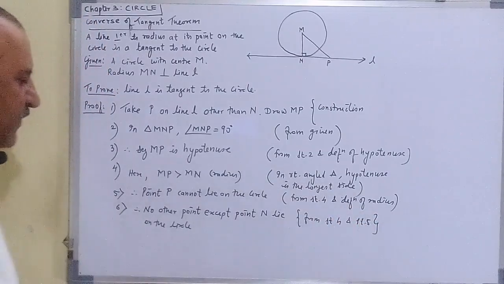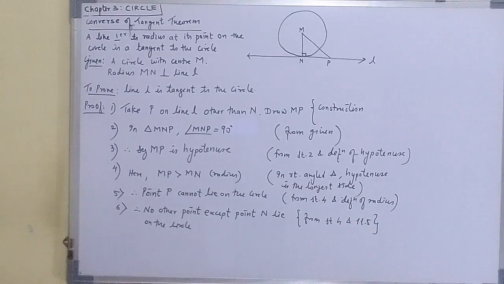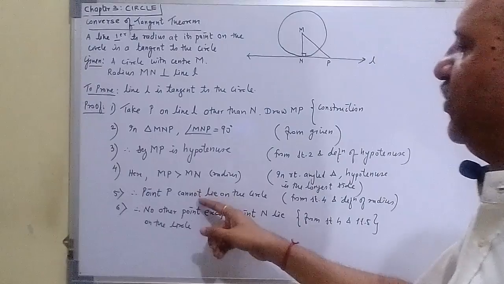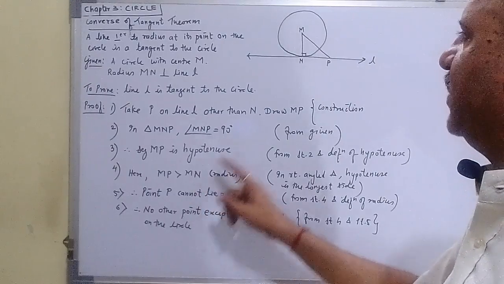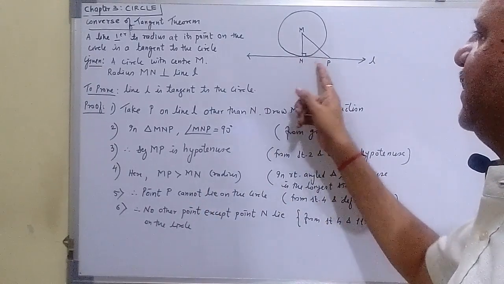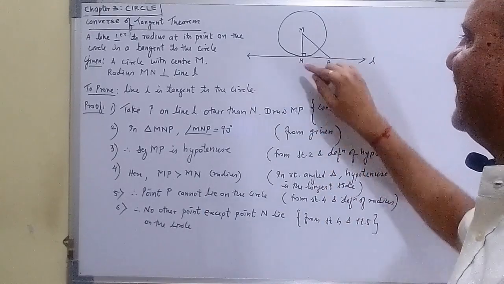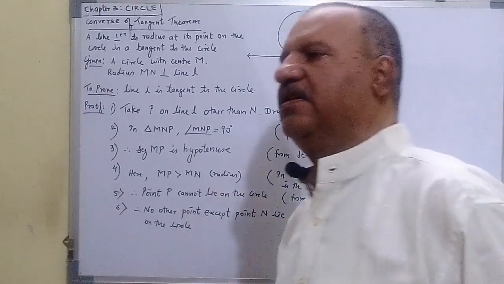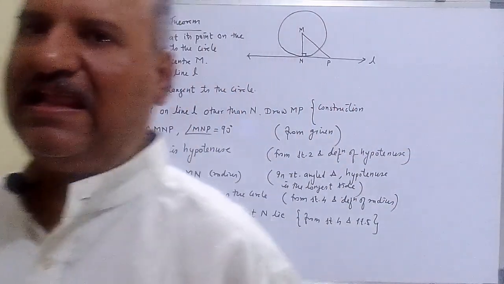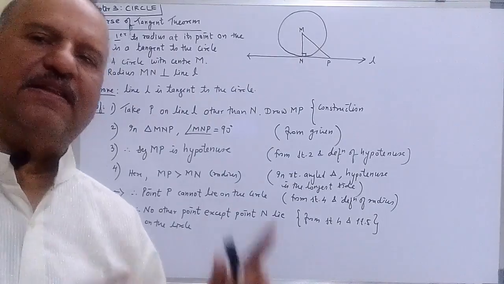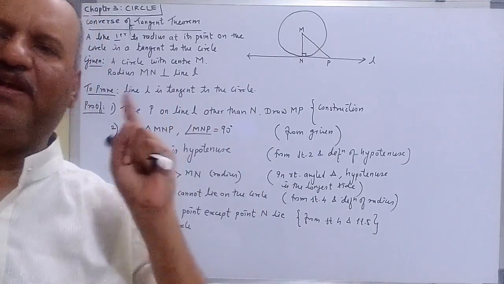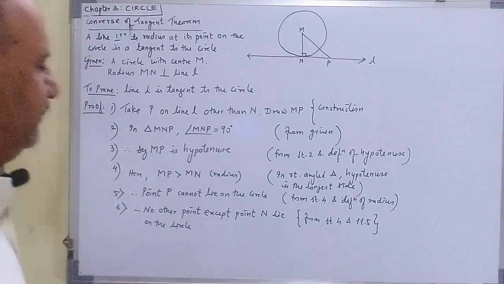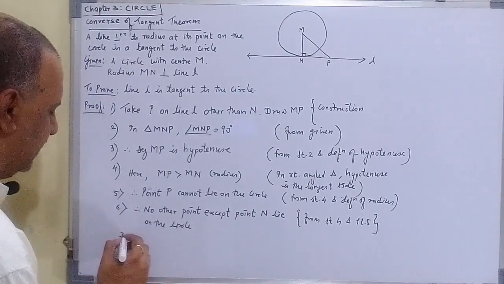Statement 4 and 5. देखो, from these two statements we conclude that no other point, यहाँ या यहाँ कहीं भी, except point N lies on the circle, मतलब which is the common point between line L and the circle. एक ही point, only one point is common between line L and circle. Therefore, we can say statement number 6.